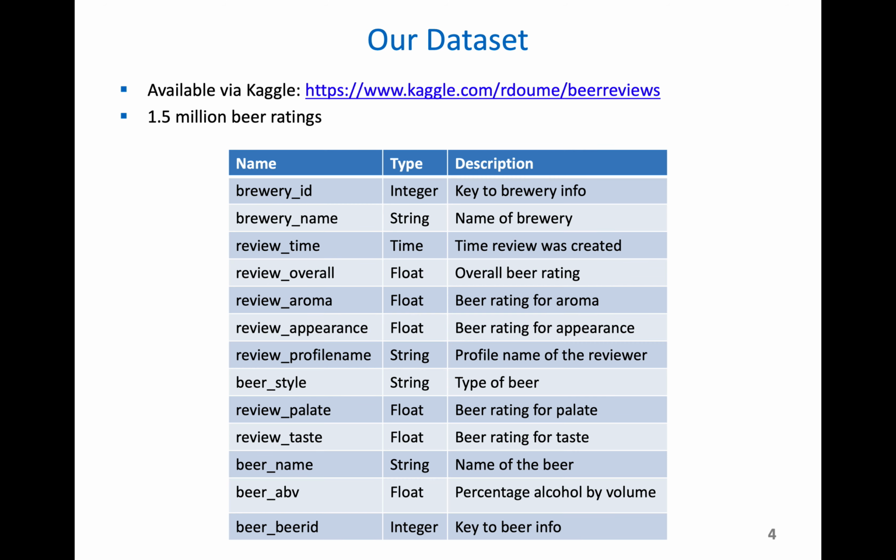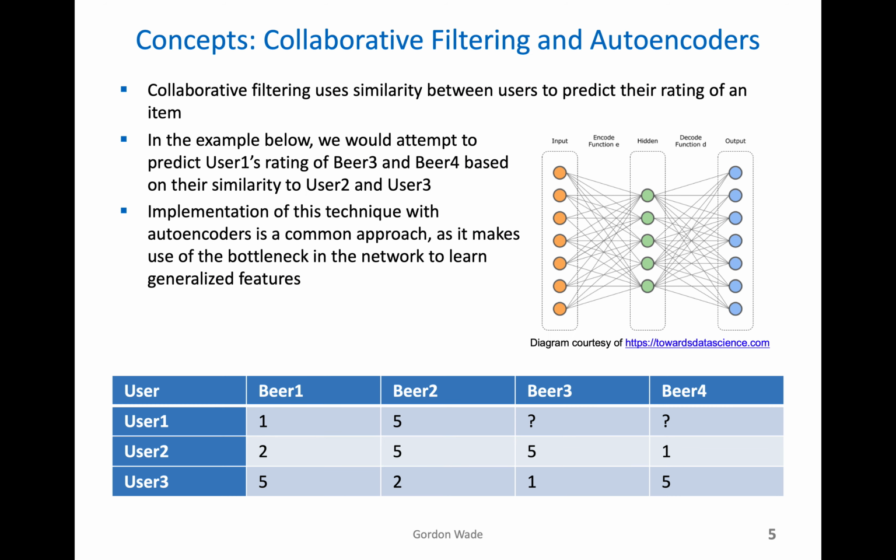The data set that we have is 1.5 million beer ratings provided by Kaggle.com. We focus mainly on the review overall, which is a 1 to 5 score, and then for a portion of this I use sub-scores as well.